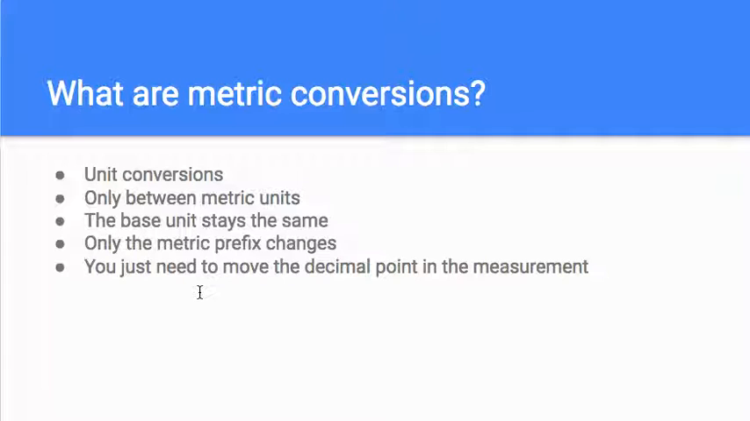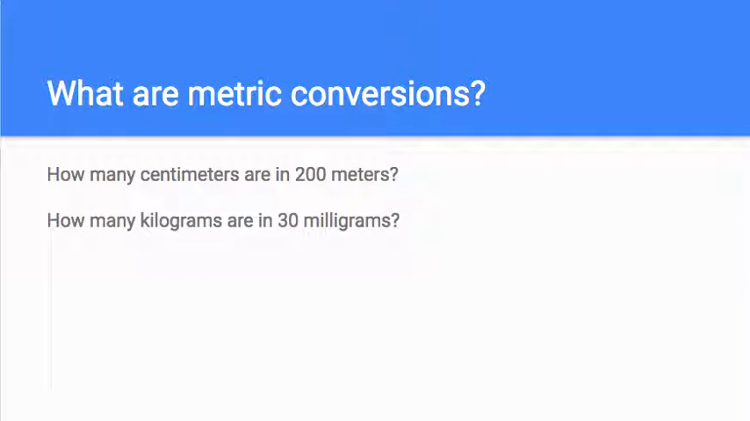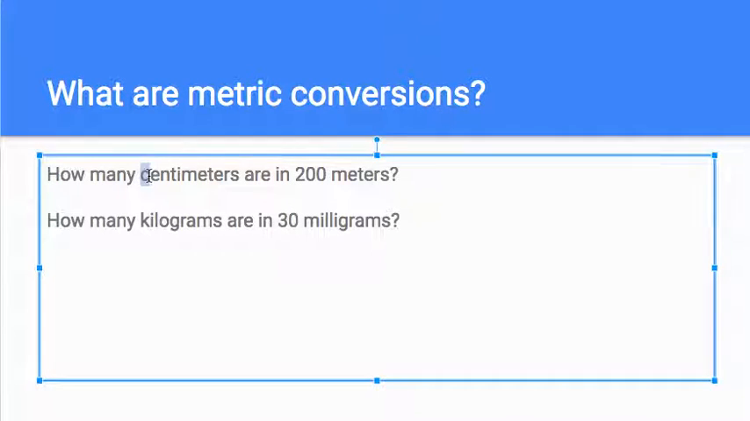And to do that, you're only going to need to move the decimal point in the measurement either to the right or to the left. So these are a couple examples of metric conversions. If I said how many centimeters are in 200 meters, see that we're changing the prefix. Here the prefix is centi, but the root or the base unit is meters, and that part stays the same. So we're just going from centimeters to the basic unit meters.